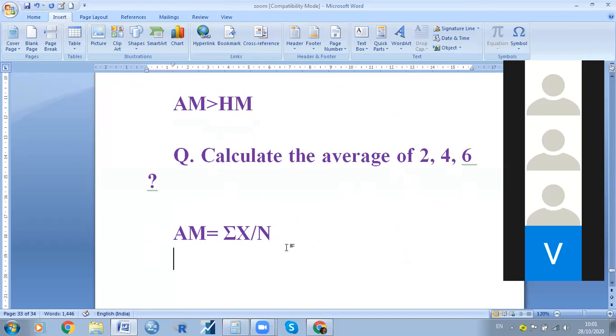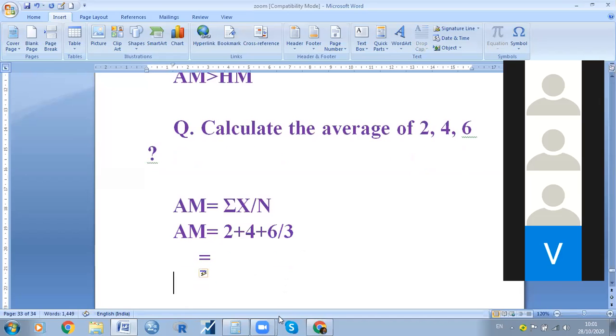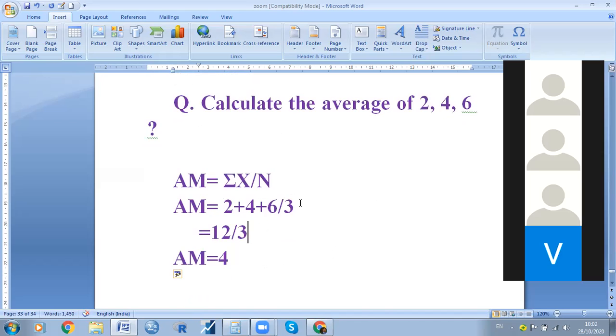So the arithmetic mean is equal to the sum of the x values, that is 2 plus 4 plus 6, divided by n, the number of observations. How many are there? 3. So 2 plus 4 is 6, 6 plus 6 is 12, and 12 by 3 is 4. The arithmetic mean value is 4. Is it clear now, or do you have any doubt? Clear, sir. Arithmetic mean is simple.